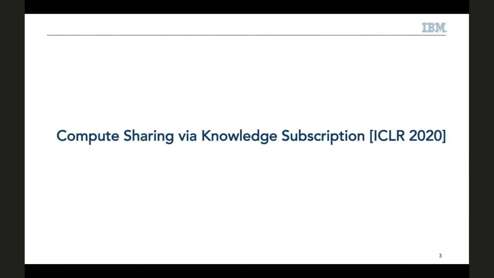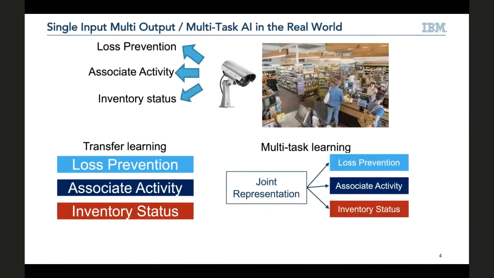The first technique I'm going to present is how we can share the computation across multiple models. This is the work we presented in ICLR 2020. When somebody mentions sharing computation, that means there is more than one model running on your system.